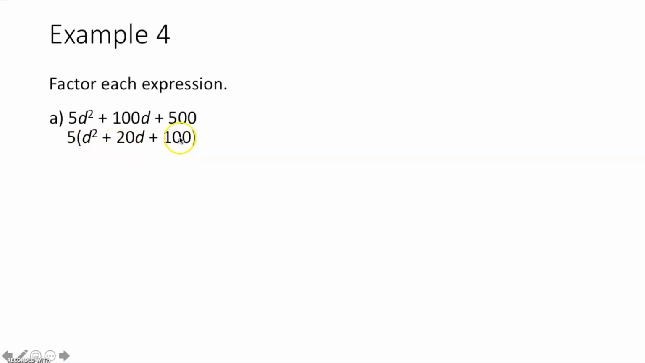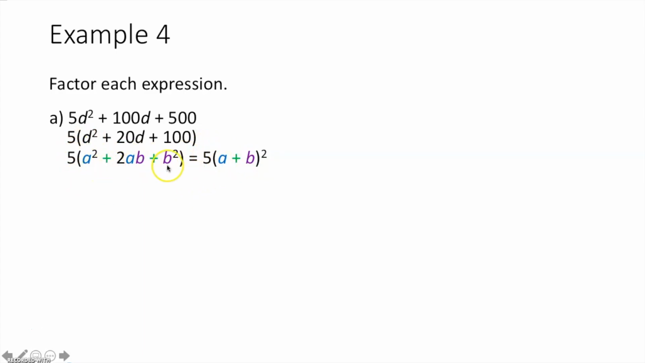Ooh, that looks like that might be a perfect square trinomial. Let's check. 3 terms? Yes. Can we take the square root of the first? Yep. Can you take the square root of the last? Yep. Is the middle term 2 times the square root of the first times square root of the last? 2 times d times 10? Yeah, that's what it is. So it is a perfect square trinomial. So since our middle term is positive, we use the positive version. This 5, again, is just the 5 that we factored out at the beginning.